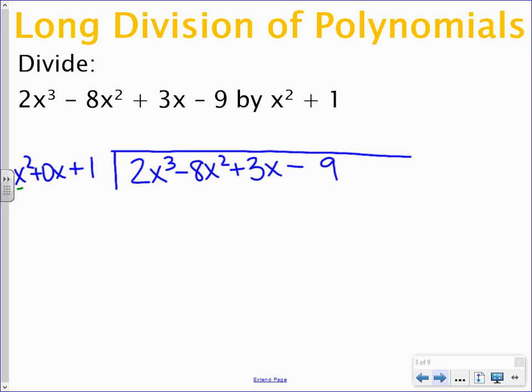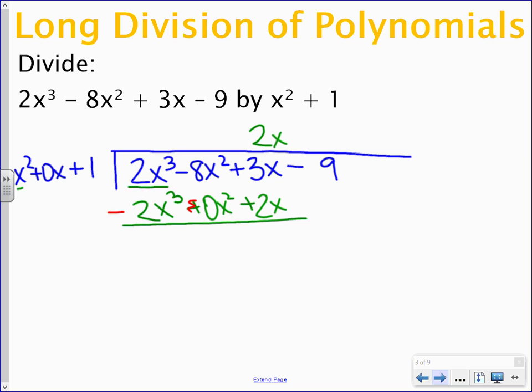Okay? x squared times what is 2x cubed? 2x. Remember, you need to put everything in the column that it's in common with. Okay. So now we need to take our divisor times 2x. So we get 2x cubed plus 0x squared plus 2x. Okay. Remember from my video that we are subtracting. So I think it would be a good idea for you to just go and change the signs. That way you don't forget. Okay. What are we left with?